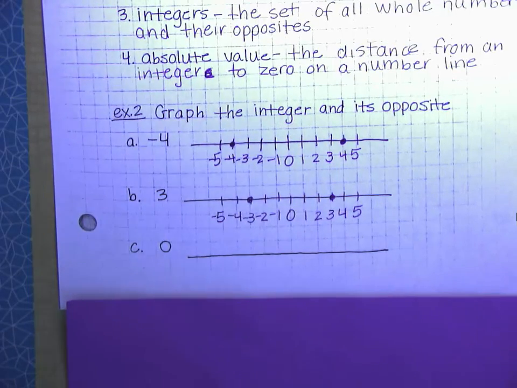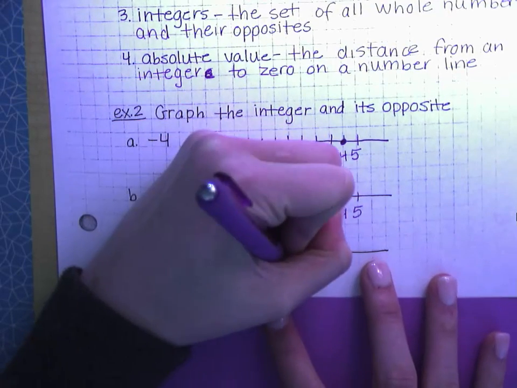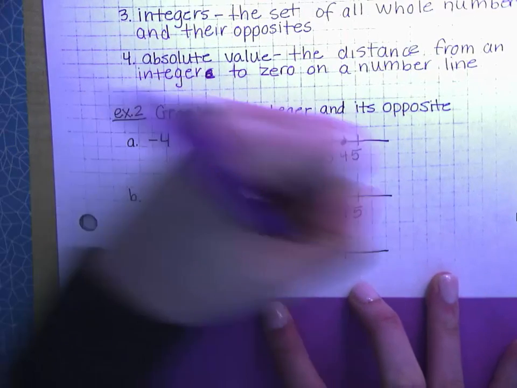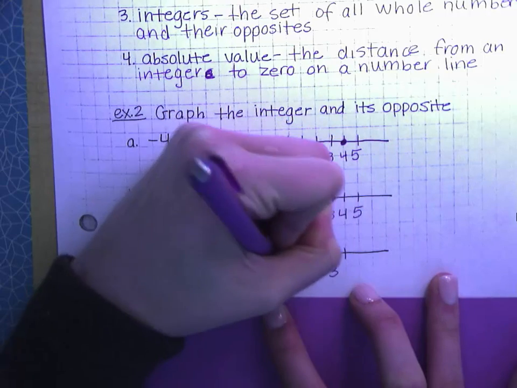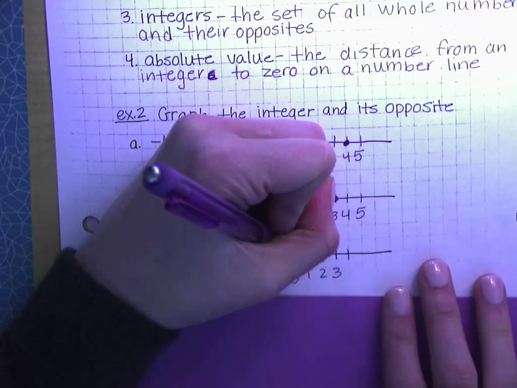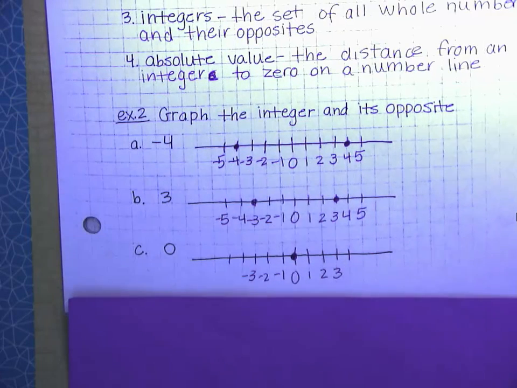So if we're looking at 0, we know that it's right in the middle. We've got positive on the right, negative on the left. So if we were to plot 0, where would we put it? At 0. Right in the middle at 0. Does 0 have an opposite? No. No, 0 is just 0. And its distance from 0 is 0 because it's on the 0. Okay?